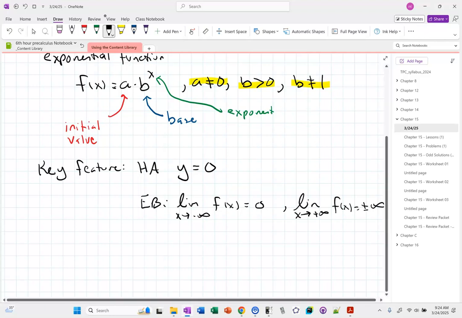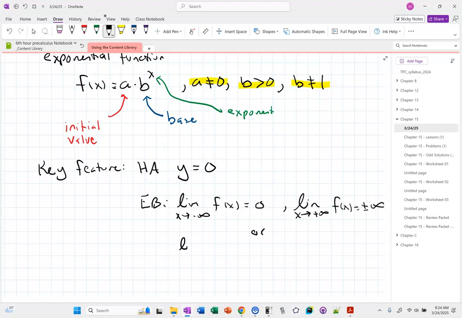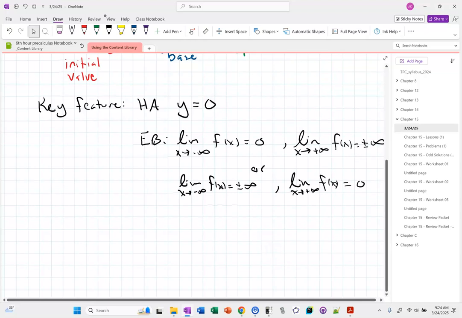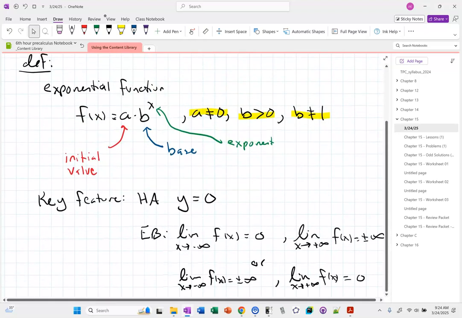You're going to have one end going to 0 and the other going to either positive or negative infinity, or the opposite, where one end is going to positive or negative infinity and the other end is going to 0. And so all exponential functions have these end behaviors? Yeah, one or the other, assuming they're written in this form, a times b to the x.